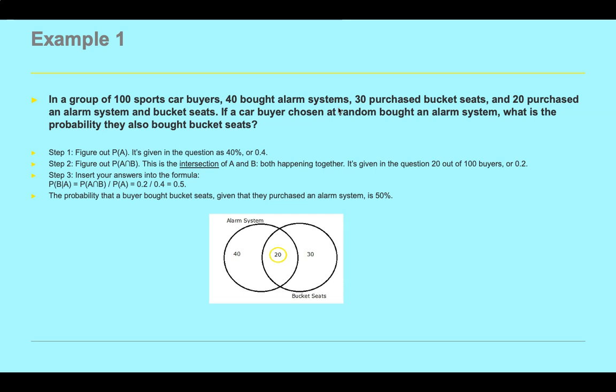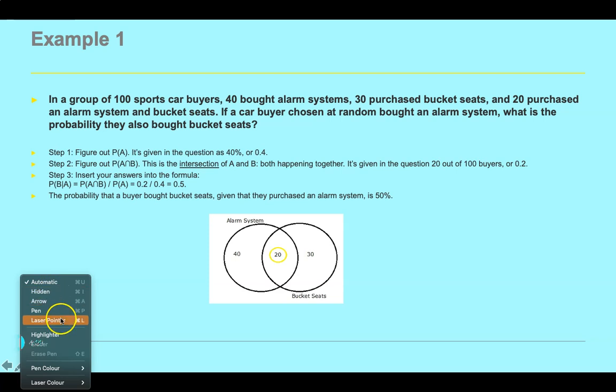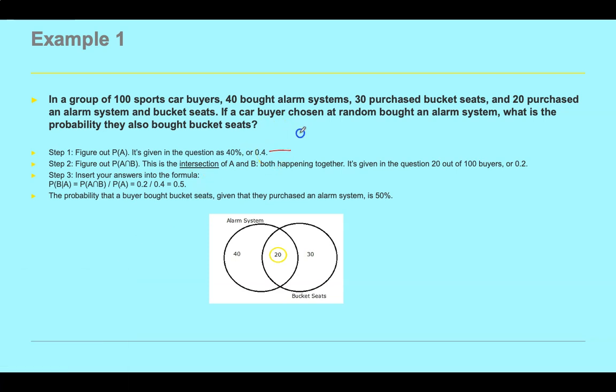This is the situation where we can apply conditional probability, so let's do it step by step. Since we know the formula, conditional probability is based on our conditions. We have 40 alarm system cars, and 20 have both, right? So in the very first step we find the probability of an alarm system, that is 40 by 100, which becomes 0.4.